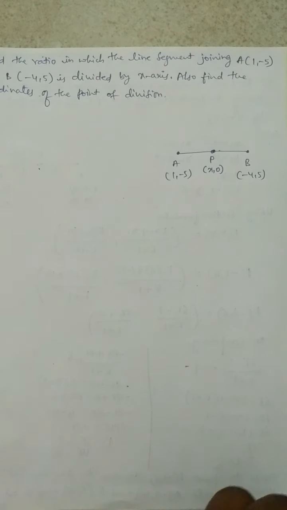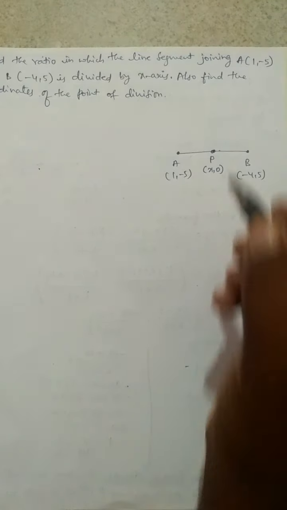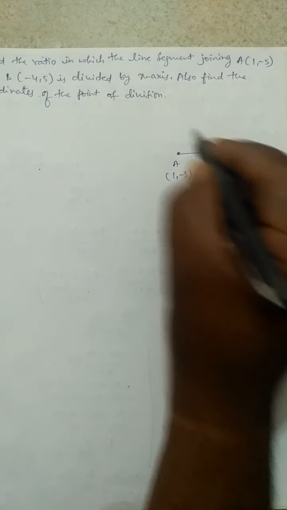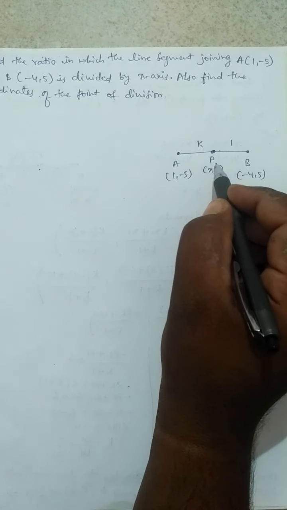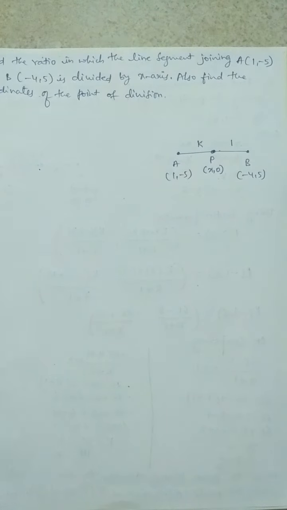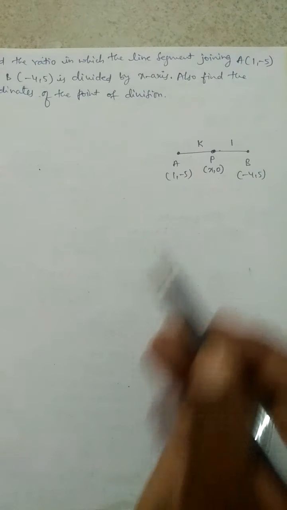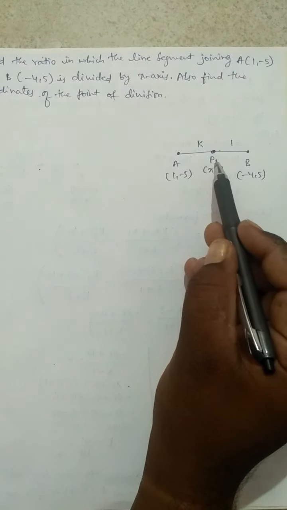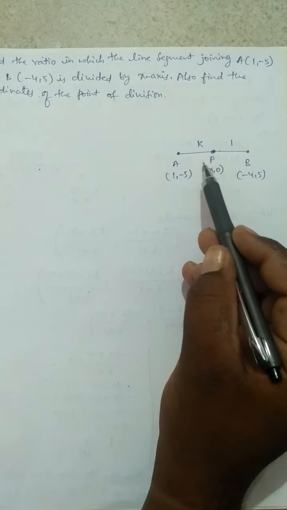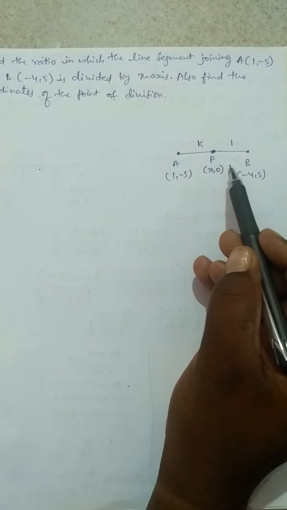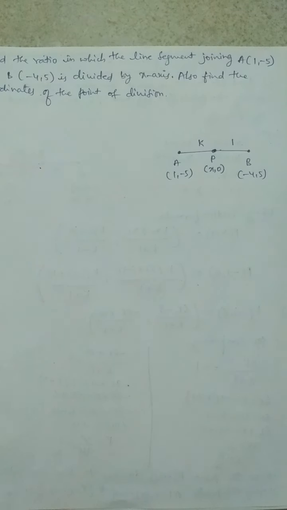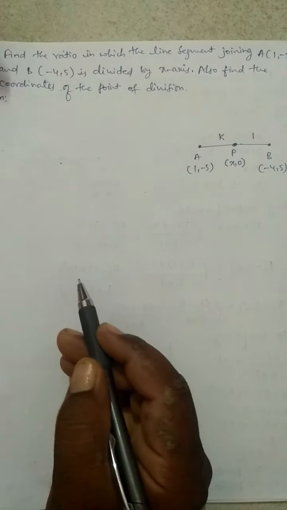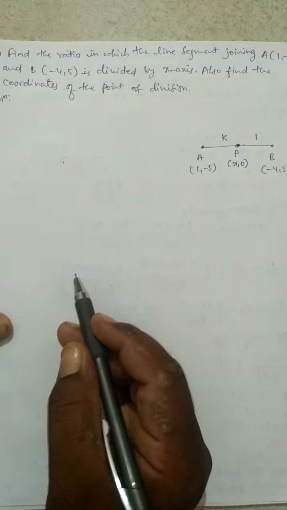We don't know what the ratio is here. For that reason, this ratio we have to consider as k is to 1, right? So this AP I am going to take as k, and this PB I am going to take as 1. So we have to find out in which ratio it is going to touch the x-axis if we join these 2 points with the line segment. So we have to write the solution for that.